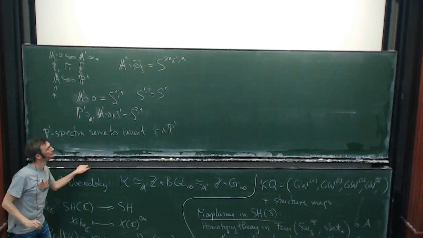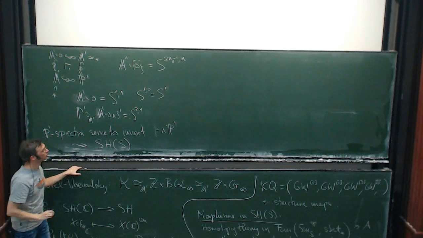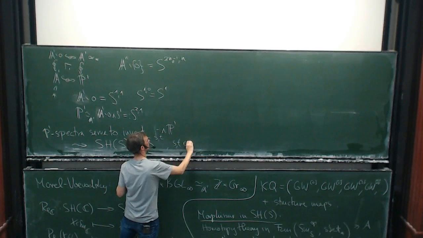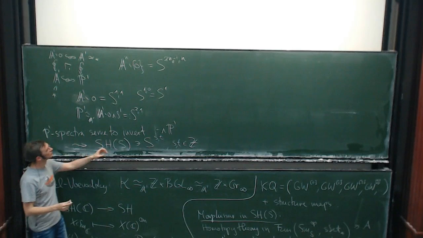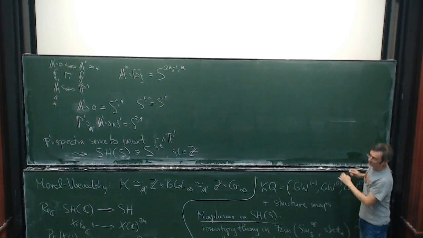Okay. So when we pass to P1 spectra with the appropriate notion of stable equivalences, we get the P1 stable homotopy category over S. And inside there, we have a whole bunch of spheres, S^{s,t}, where s and t are both integers. And since we inverted P1, we also have this here inverted, since it's a triangulated category. We're good to play with all types of spheres.